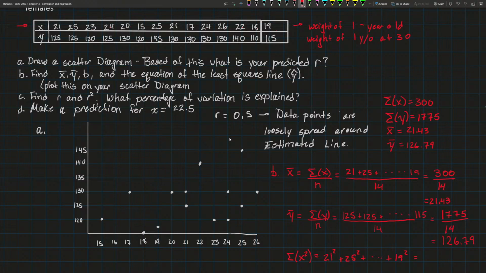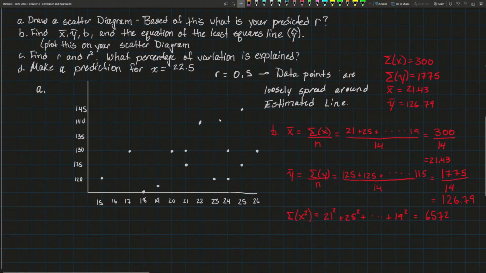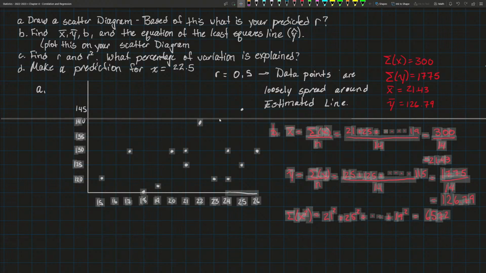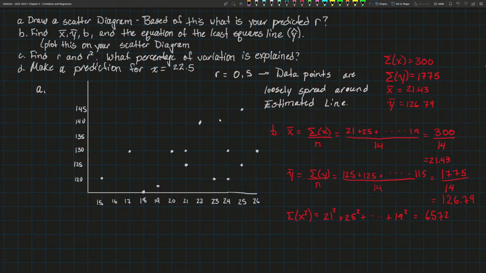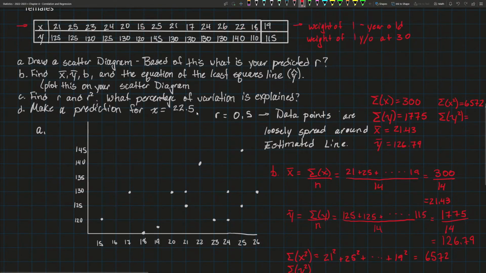And we get 6572. We need to do the same thing for the y values. So kind of running out of room. Hold on a second.